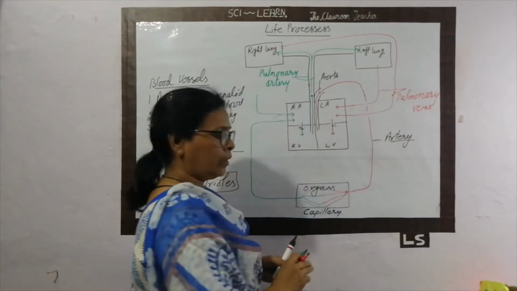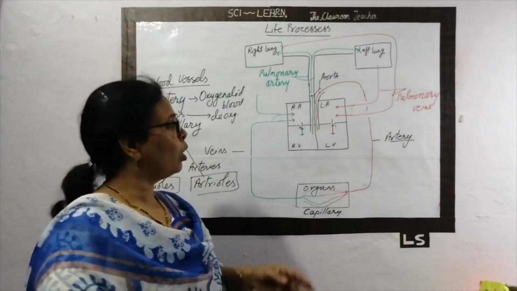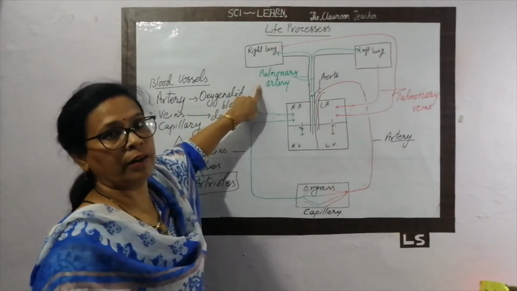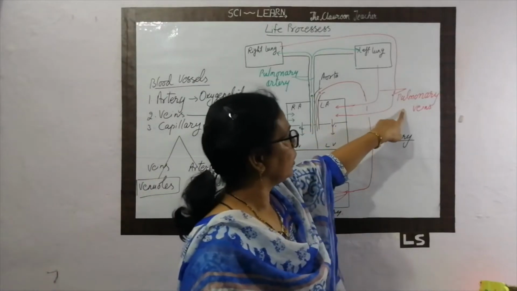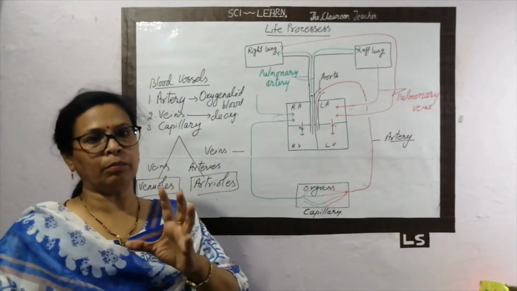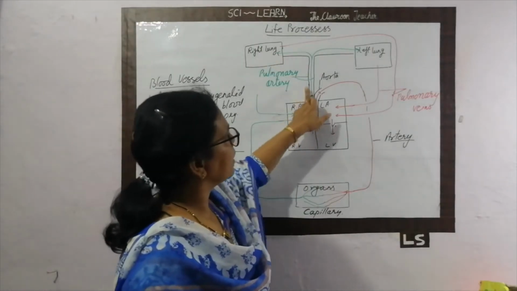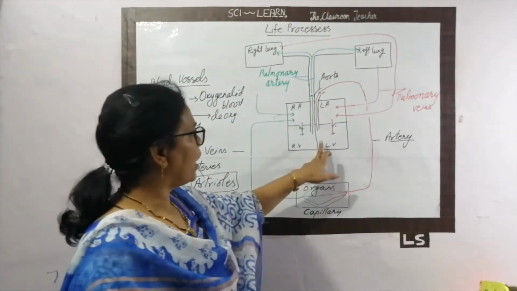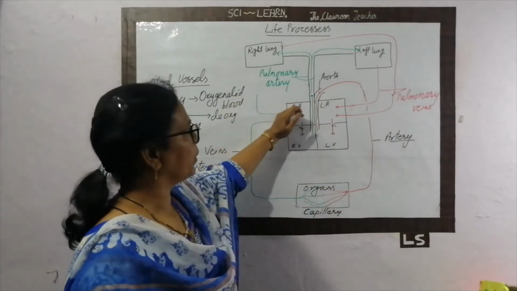Now it is clear. All arteries and veins are blood vessels. All the arteries carry oxygenated blood except one artery, the pulmonary artery. All the veins carry deoxygenated blood except one vein, the pulmonary vein. Now look at this. What happens? The right ventricle pumps the blood towards the lung. Then the blood comes back to the heart. And then the heart pumps the blood to the body parts and the body parts return the blood to the heart.